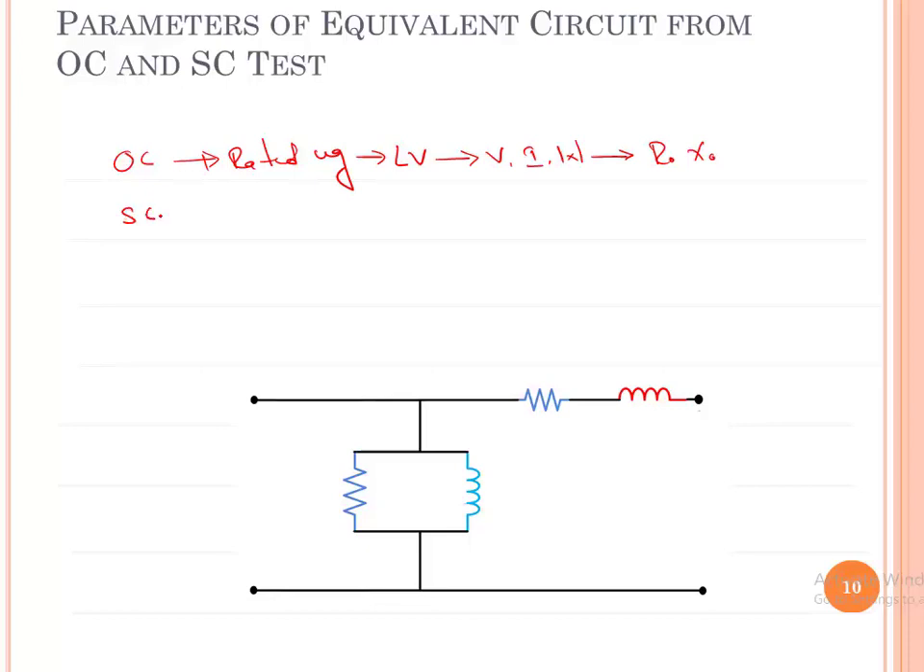During SC test, we applied the rated current on HV side. Here the secondary is short circuited. We noted the values of voltage, current and wattmeter reading. From this experiment, we got the values of R equivalent and X equivalent. This is the complete equivalent circuit of a transformer. Now we can represent all the values in the equivalent circuit. RE, XE, this is R0, X0.